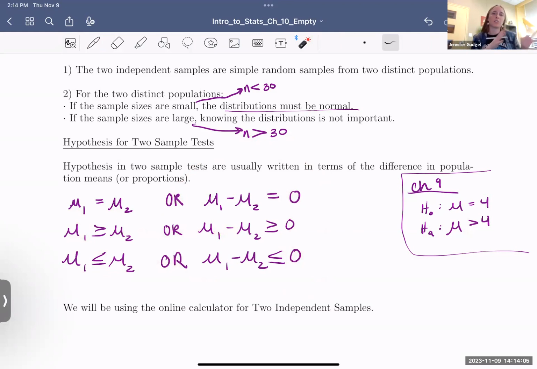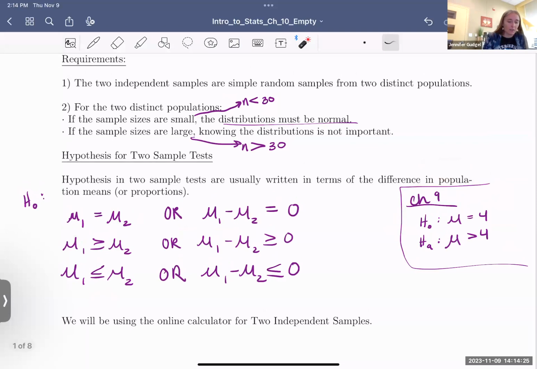I showed them right here really quick. It's more of a transition to show the difference between what we did in chapter 9 and what we're doing now. These would be our H naughts. Our HAs would be the same. It's just that we would be using less than, greater than, or not equal to. We're changing the sign the same way we did here. It's just that it's not a number that we're comparing to now. It's each other that we're comparing.